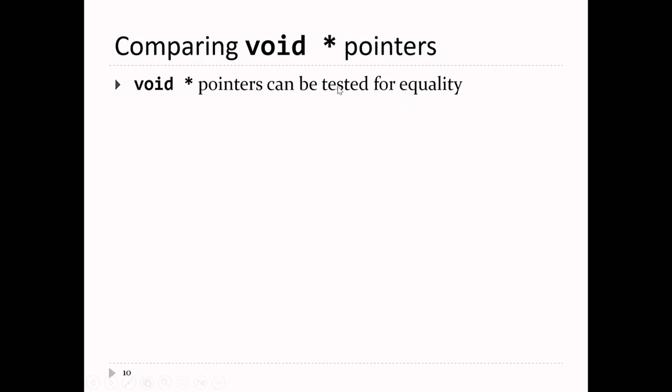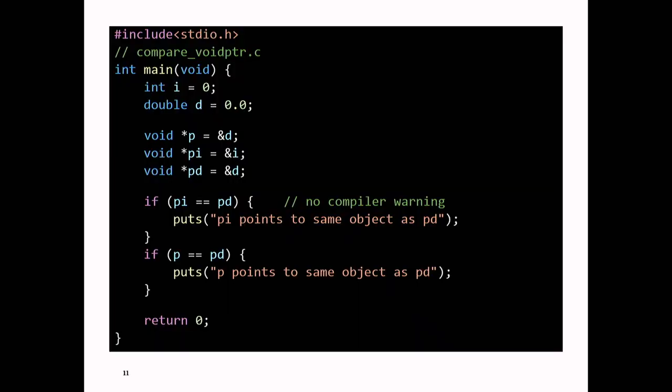Okay, now what about this void pointer? Remember, a void pointer is a pointer that's allowed to point at anything, including null. So it can point at any object. You are allowed to test void pointers for equality. So you can ask, do these two pointers point at the same object?